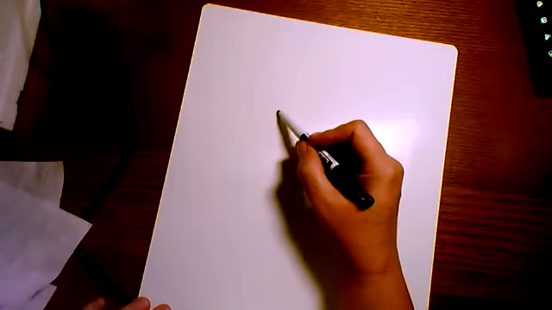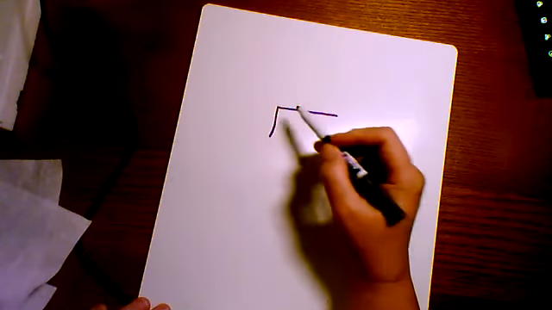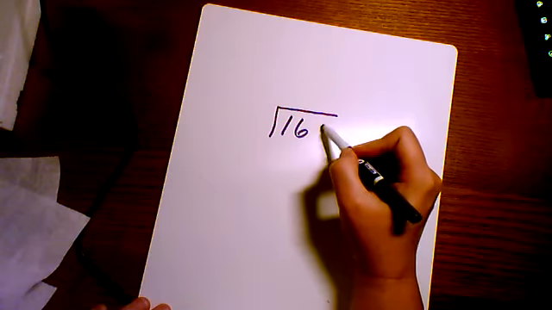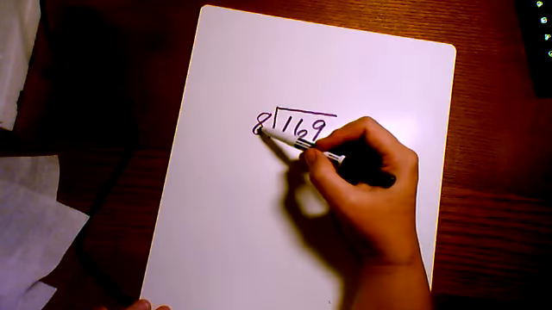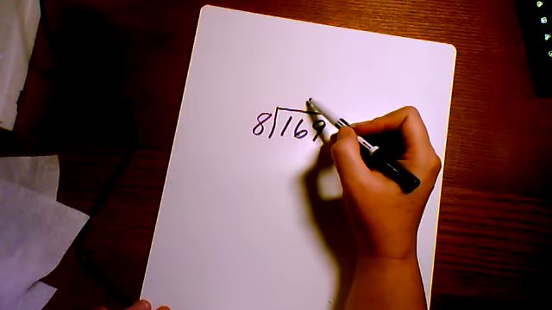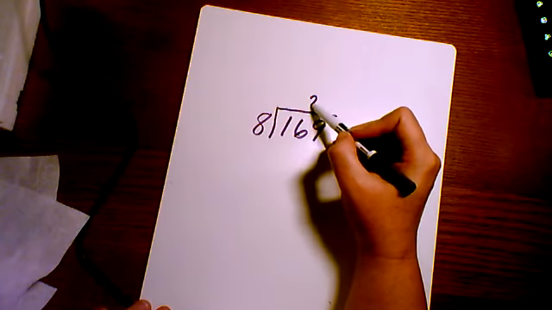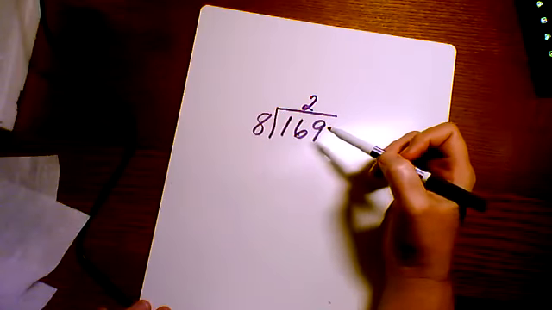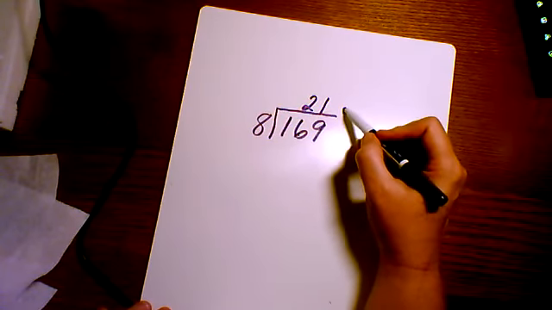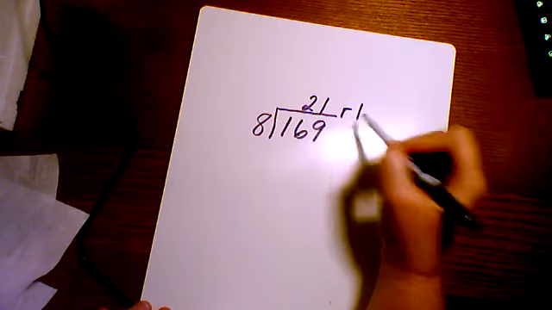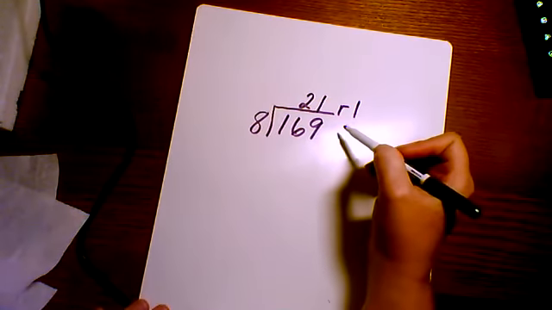We'll just do a simple division problem. We have 169 divided by 8. So I'm going to say 8 goes into 16 how many times? It's in twice. 8 goes into 9 once with a remainder of 1. Now, how are we going to check this?